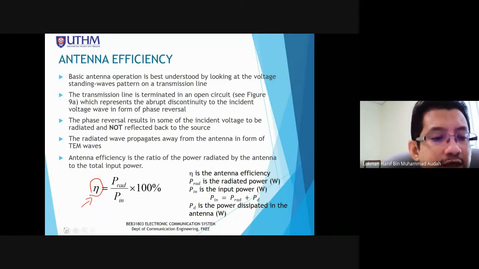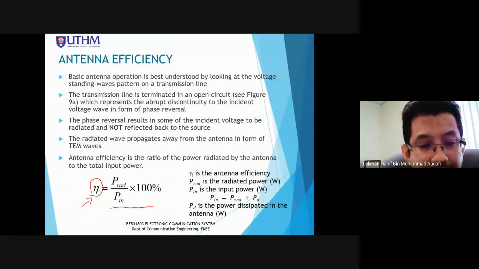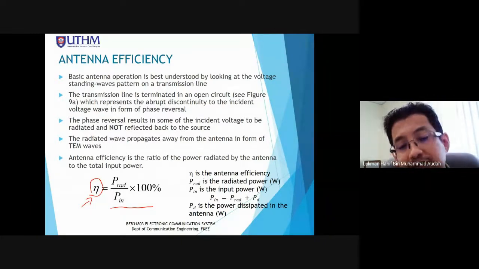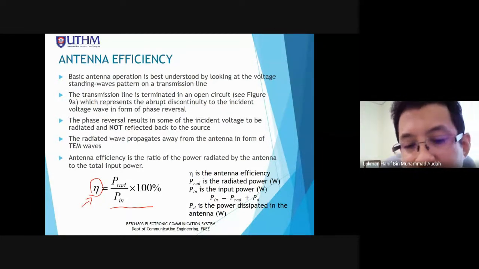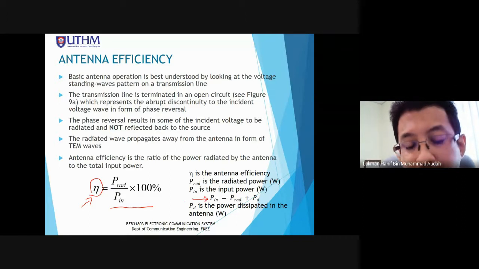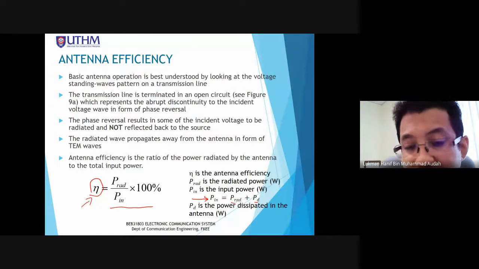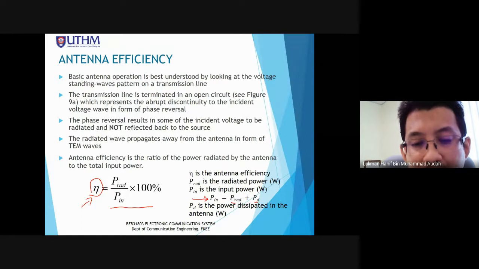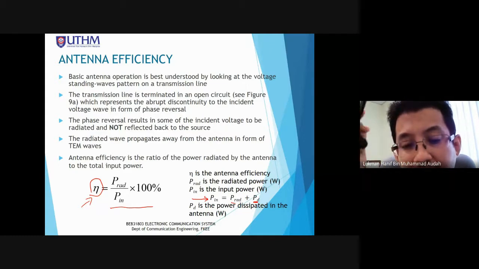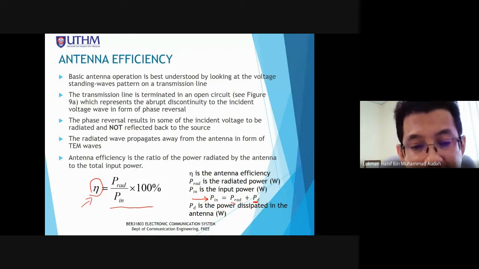Ideally, we want the antenna efficiency to be as high as possible. Okay, ideally kita inginkan dia efficiency ini sebesar yang mungkin. Okay, of course ideally we want 100%. Okay, if 100%, that means there's no losses, there's no power dissipation. Okay, so ada digambarkan di sini bahawa P input itu sebenarnya bersamaan dengan P radiation plus di sini adalah power dissipation. So jangan keliru, yang ini bukan power density, ini merujuk kepada power dissipation. Okay, dissipated power by the antenna. Okay, so ini yang losses, power losses disebabkan oleh antenna.